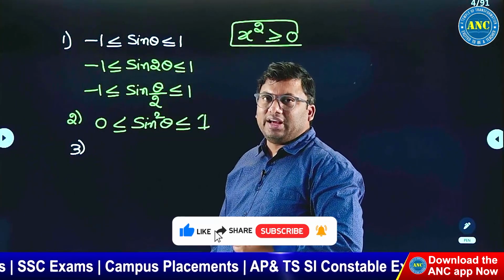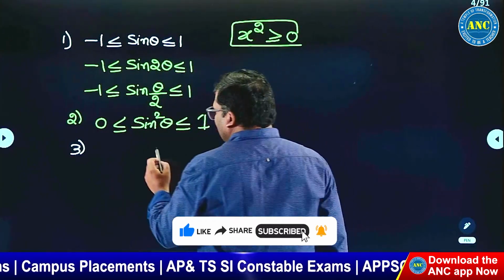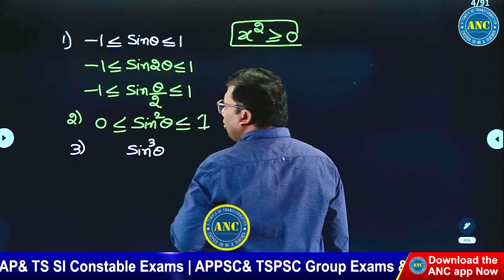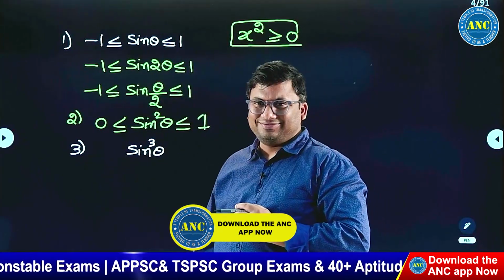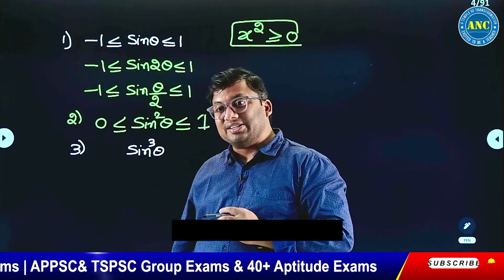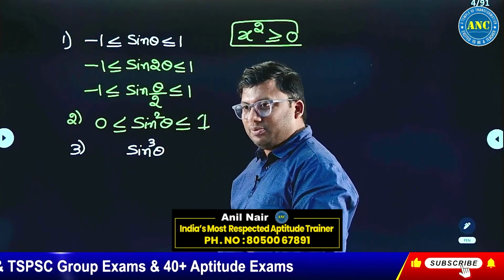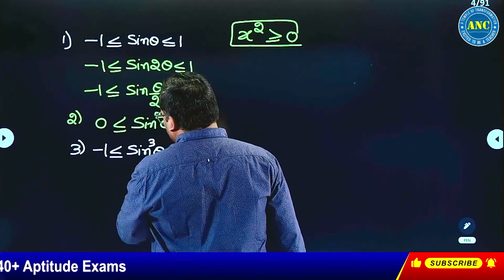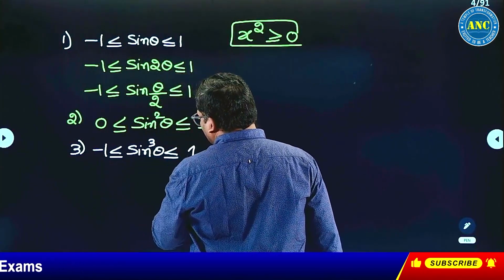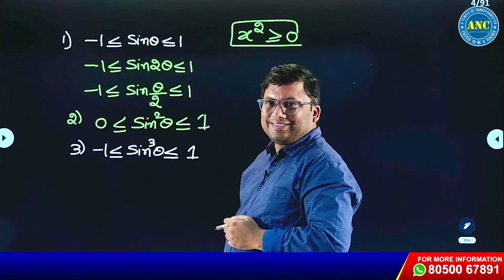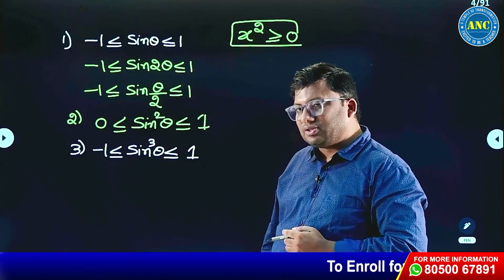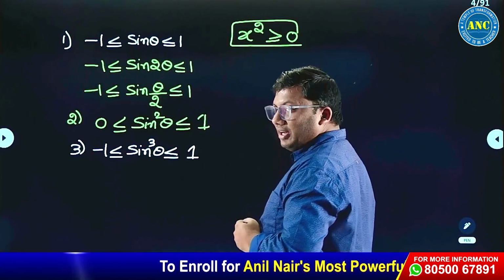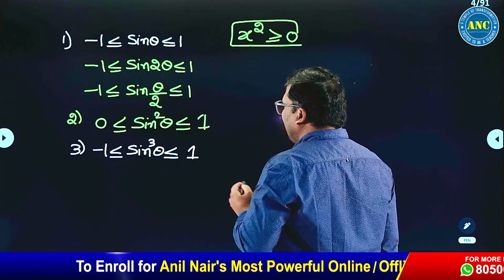Sir, you did square. Can I do cube? Now you tell me, can a cube of a negative be negative? Minus 1 cube, it is minus 1. Minus 2 cube, it is minus 8. Sin cube theta also lies from minus 1 to 1. Minus 1 to 1.